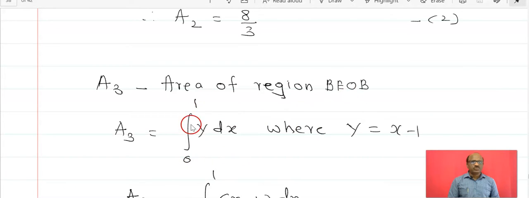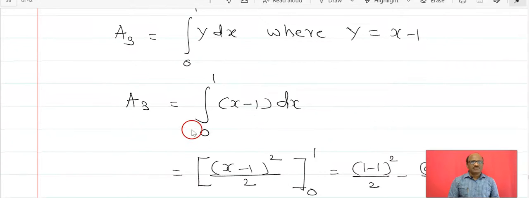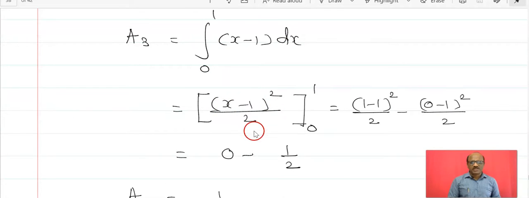That is the integral 0 to 1 y dx, and y is equal to x minus 1. Therefore, the integral from 0 to 1 of (x minus 1) dx, where the value of x varies from 0 to 1. Its integral is (x minus 1) squared upon 2. Lower limit is 0, upper limit is 1.